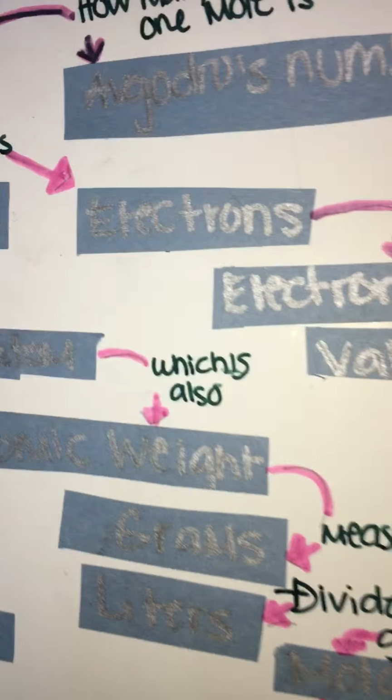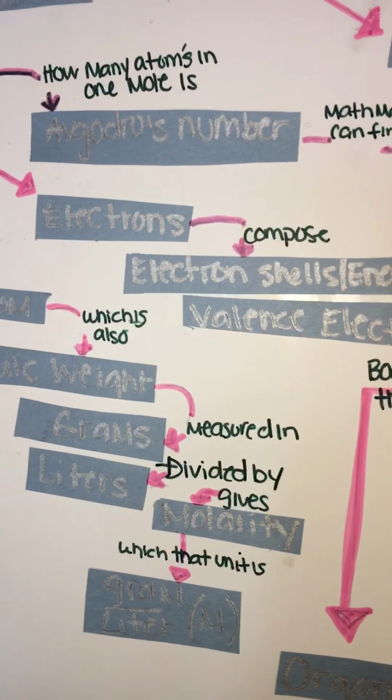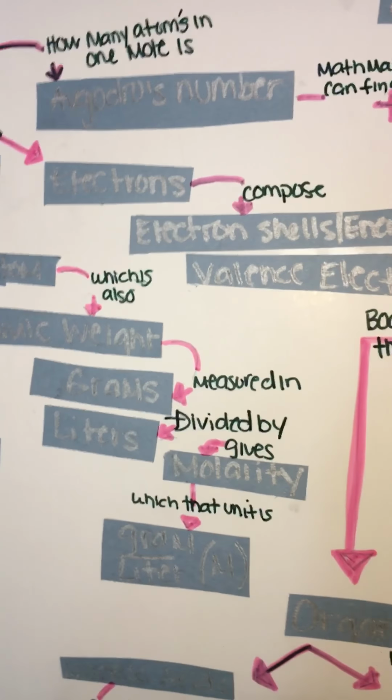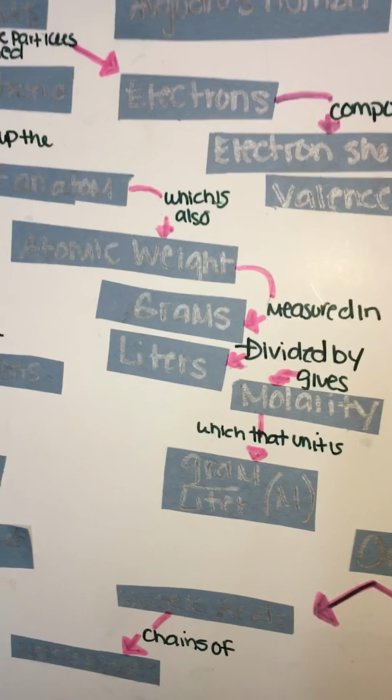which also gives you the atomic weight, which is measured in grams. But if you divide that by liters, you're going to be given the molarity, which is grams per liter, that big M, which stands for molarity.